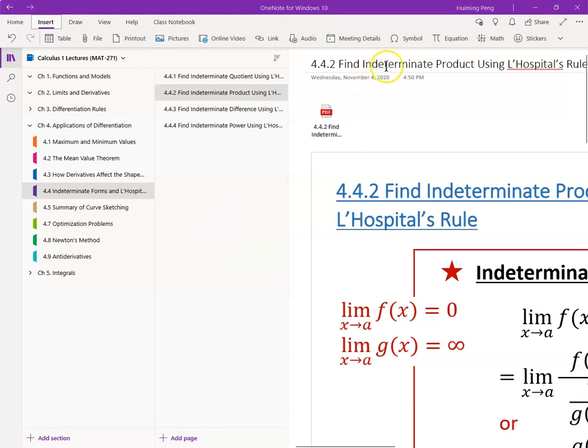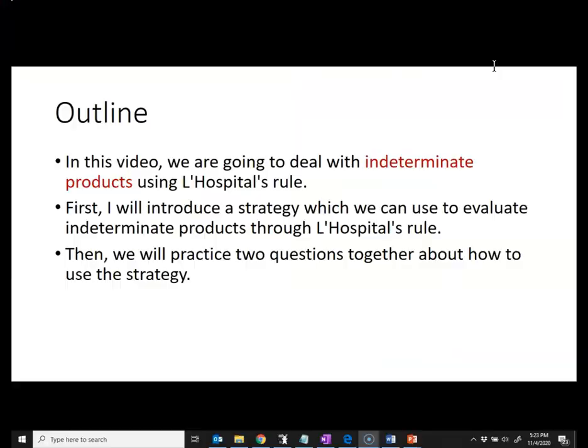In this video, we are going to deal with the indeterminate product using L'Hopital's rule. Let's see the outline. First, I will introduce a strategy which we can use to evaluate the indeterminate product through L'Hopital's rule. Then we will practice two questions together about how to use the strategy. Let's see the material.